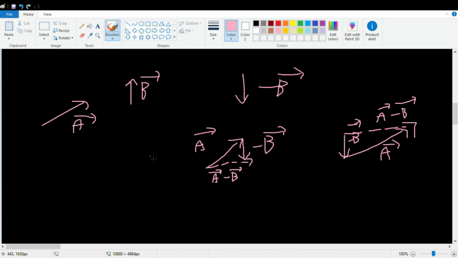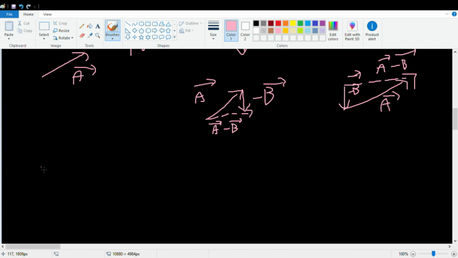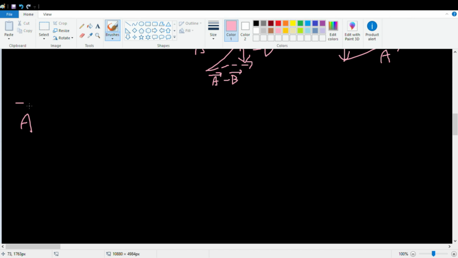Multiplying vectors is very easy. If I wanted to multiply vector A times 2, let's say this is vector A, and let's say it has a length of 1 meter. Guess what? It's going to be 2 meters. The direction does not change, unless it says change.